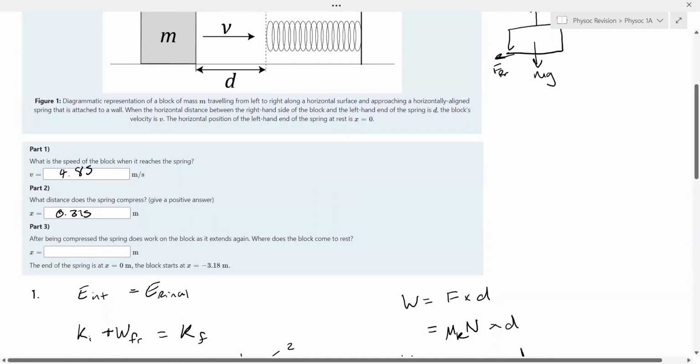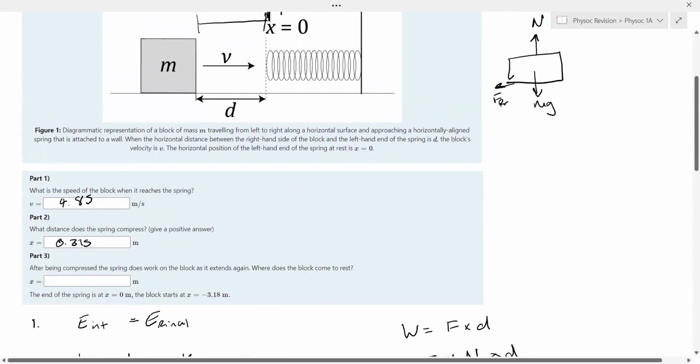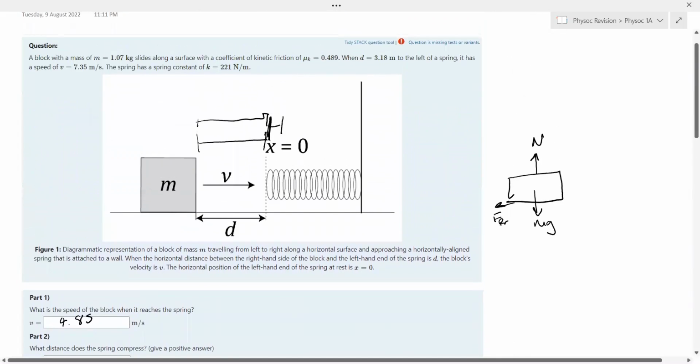Then the last part of this question was, after being compressed, the spring does work on the block and it extends again. Where does the block come to rest? So this is after it's been compressed at this point. Spring's going to push back and it's going to travel back this way. It might not reach the initial position. It might go further than that. We will see.